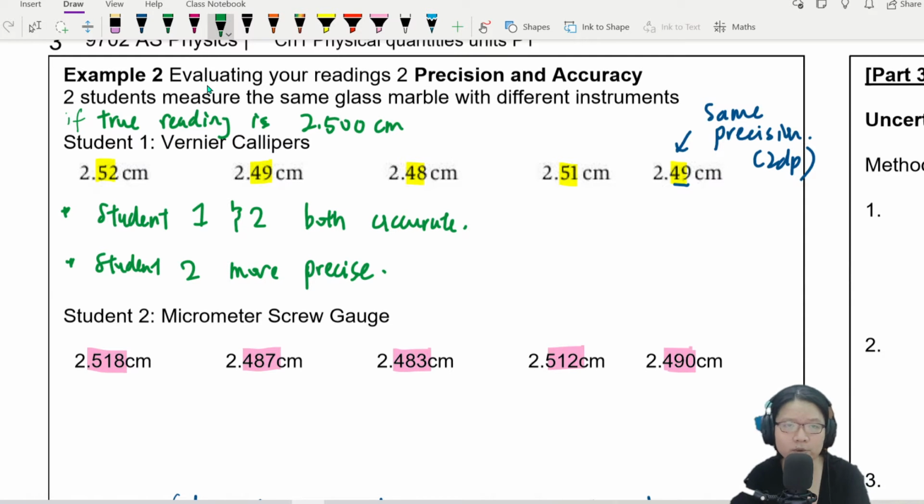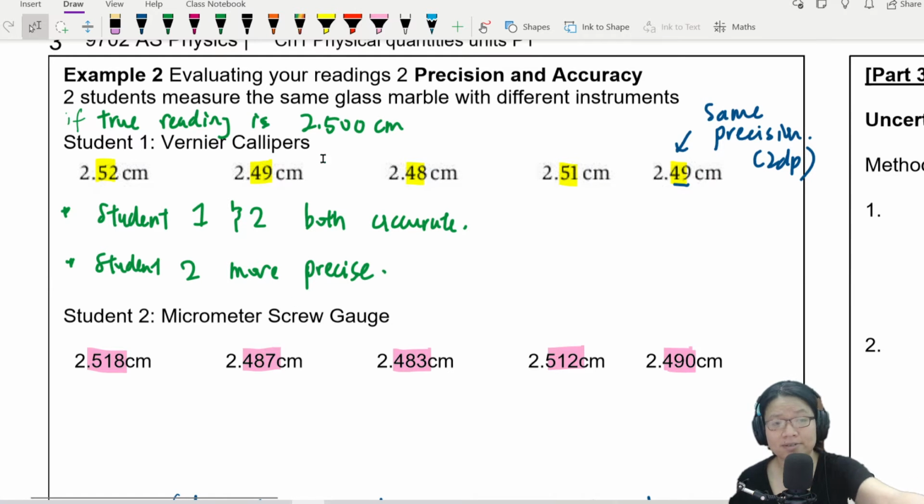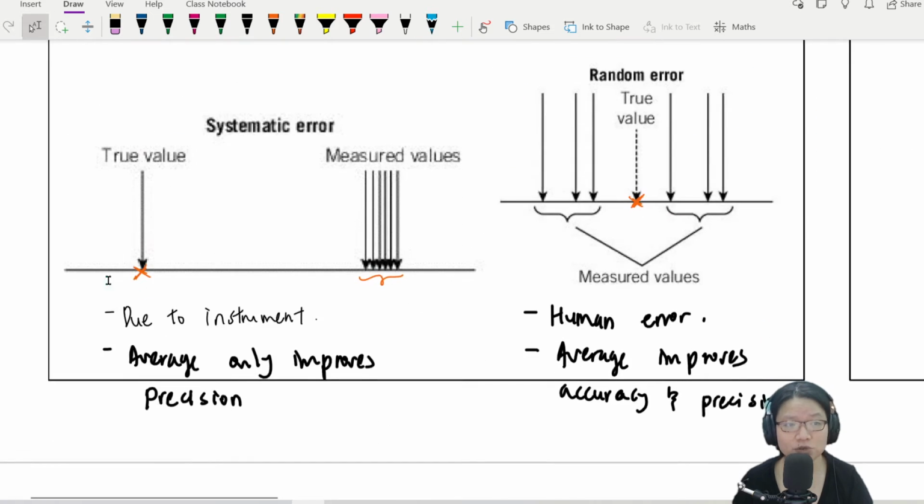You know how there was this objective question where we say if we take the average, we can improve the precision? Can. So whether this one has systematic error or not, I don't know, until I know the true reading. In this case, there's no systematic error because I have readings bigger than and smaller than 2.5. But if they never give me the true reading, I don't know. Just like if they never give me this true value, I wouldn't know all of this is on one side of the true value.